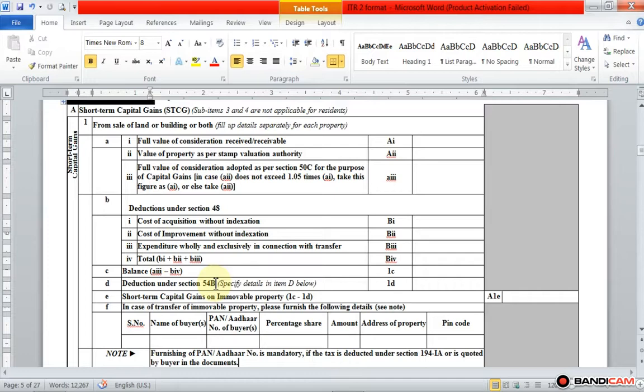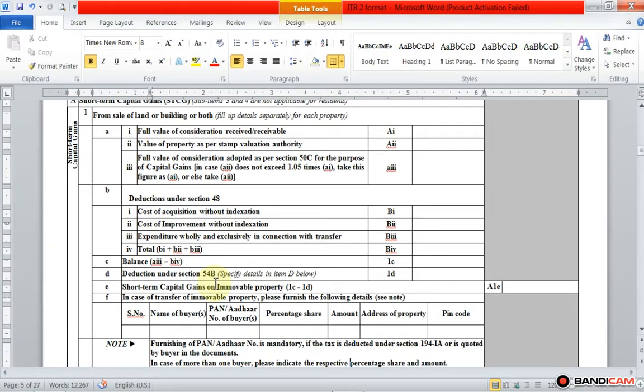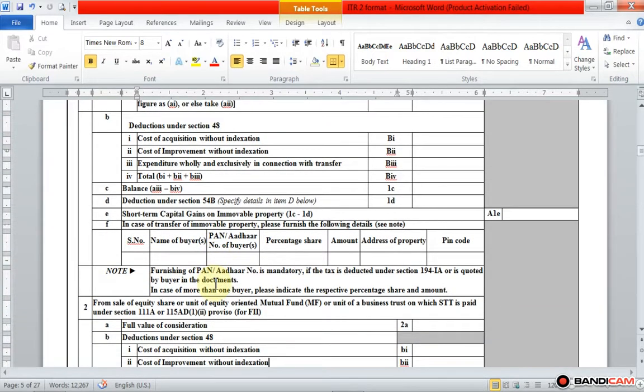Then in case of transfer of immovable property, please furnish the following details. See the notes. Here, if there is a transfer of immovable property, then the assessee will furnish all the information relating to the respective property. Seven columns are given. The first column is serial number. Next is name of buyers. Buyer means the person who purchases the immovable property.